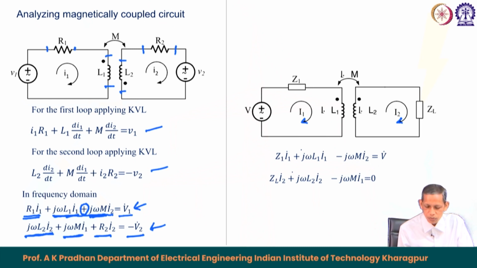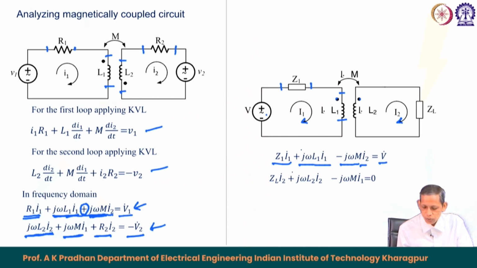First case, in the first loop we have a Z 1 impedance and in the second case we have a Z L impedance. So, if you go by the element wise voltage drop we have Z 1 I 1, we have the second element the L 1. L 1 has two components of its own drop, self drop j omega L 1 I 1 and the mutual part. The mutual part, if we say I 1 is entering to this dotted terminal and I 2 is leaving to the dotted terminal, therefore this M term becomes negative, minus j omega M and the corresponding current will be I 2, and that equals to the applied voltage V here.